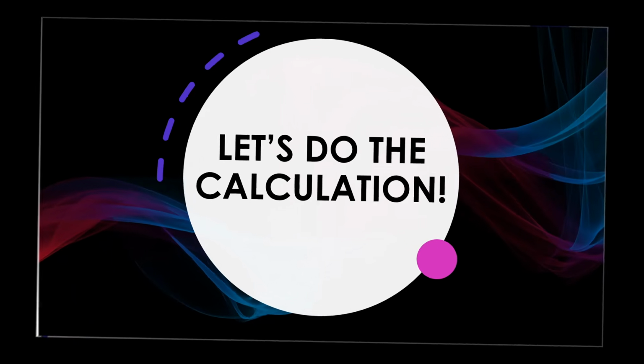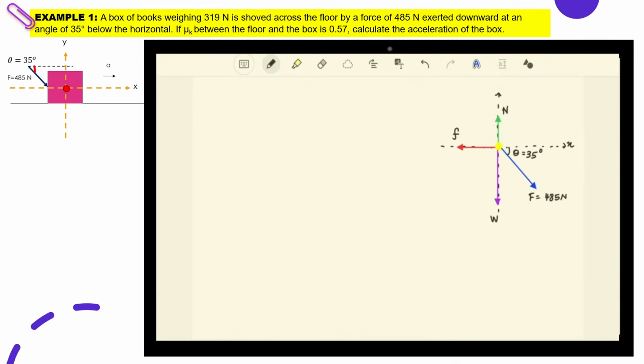Okay, let's do the calculation. Let's start example number 1. Actually, this is from the previous example of free body diagram. We have a box of books weighing 319 Newton shoved across the floor by a force of 485 Newton exerted downward at an angle of 35 degree below the horizontal.